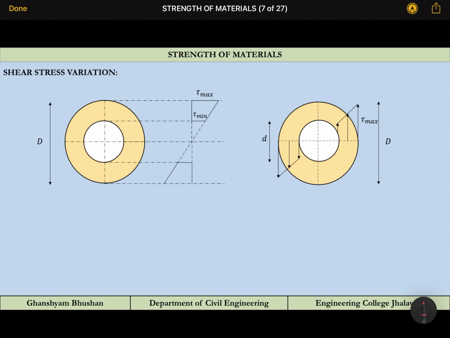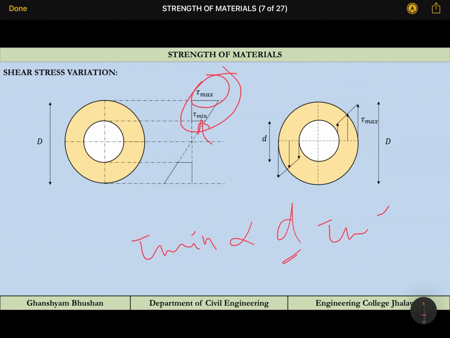So in this manner you can directly say, for the hollow section, here it will be minimum, here it is maximum. So tau minimum will be proportional to d, and tau max will be proportional to capital D, whatever is the outer diameter. So here it is tau max, here some value is there, it is not 0. 0 is here but it is not existing, that is why I am not showing it here. Clear?